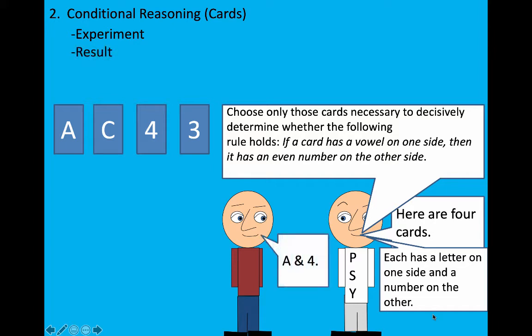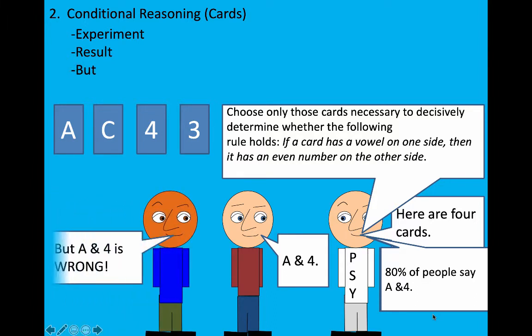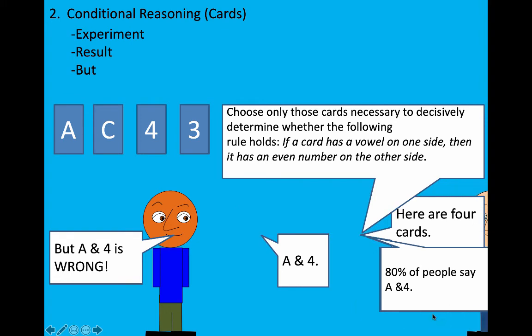Here's the results. About 80% of people say A and 4 are the two cards you need to turn over. The cognitive psychologist measures that and sees that's how people are disposed to respond. But in fact, that answer is wrong. So along comes someone who's going to tell us what the right answer is and why it's the right answer.